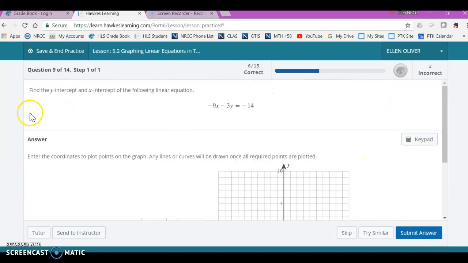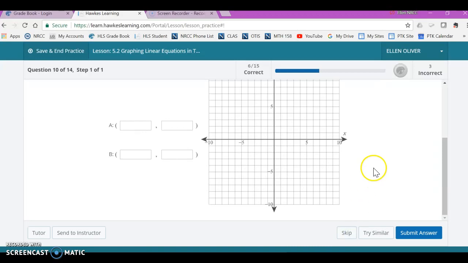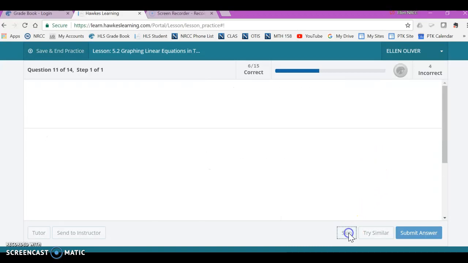All right, this one says x and y intercepts. So again, for the y-intercept, I'm going to plug in x equals 0, and for the x-intercept, y equals 0, substitute them in to solve for the other variables. Let's skip it, see if there's anything new.